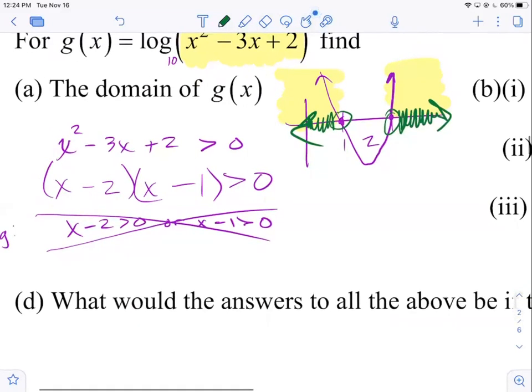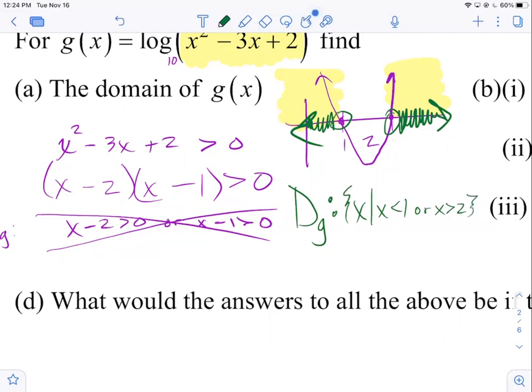And now we can write it in the proper form, right? D sub G: the set of all x such that x is strictly less than 1 or x is strictly greater than 2. Okay, so for any values that fall in those intervals, the IVT will apply. This function is now continuous on that same interval. And you could also use interval notation, right? -infinity to 1 union 2 to infinity with parentheses.